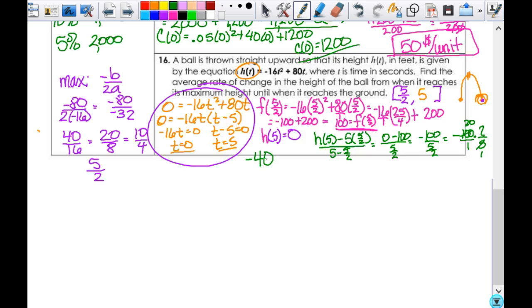And I got to have units on here. What do you think? It's negative 40 what? Feet, seconds, minutes? Feet per second. We want the average rate of change in the height of the ball when it reaches the maximum height. So your rates are almost always something per something. Miles per hour, feet per second, dollars per unit, right? And it tells you it's feet and seconds, so we at least know our units here. But it's negative 40 feet per second.